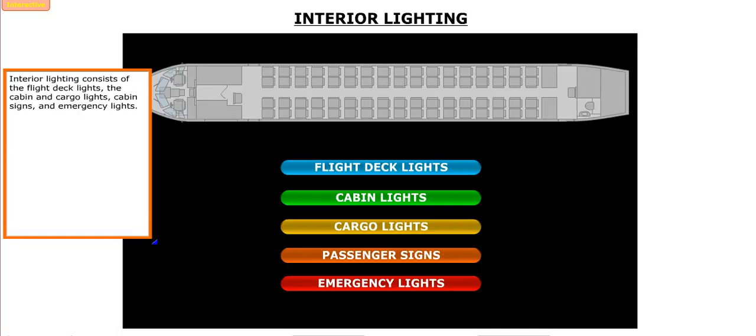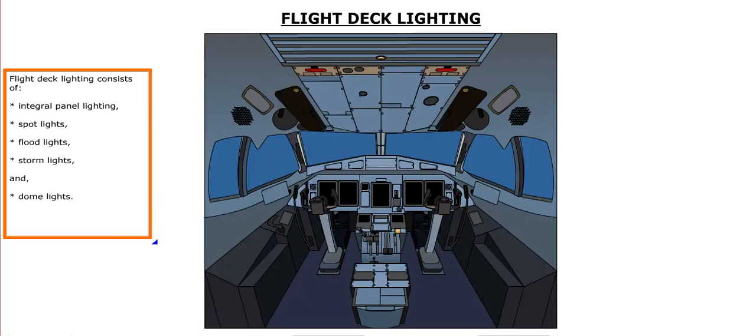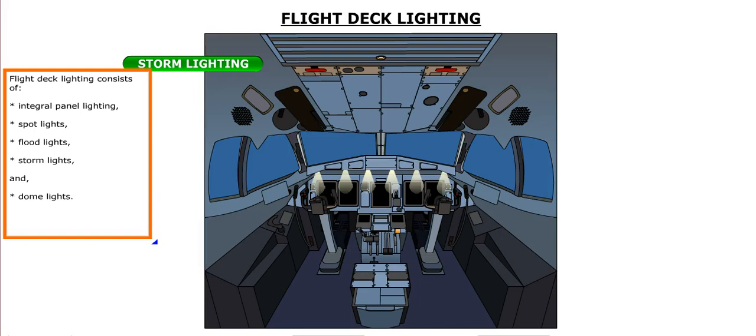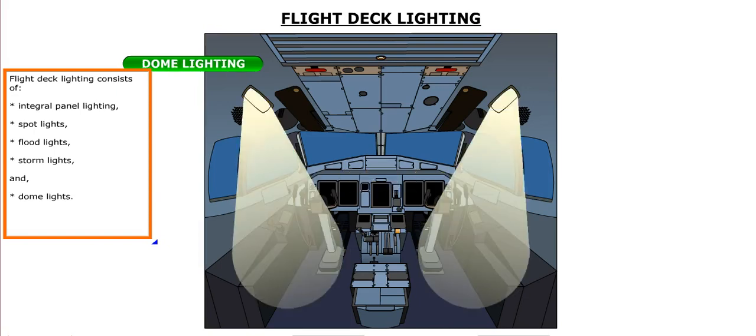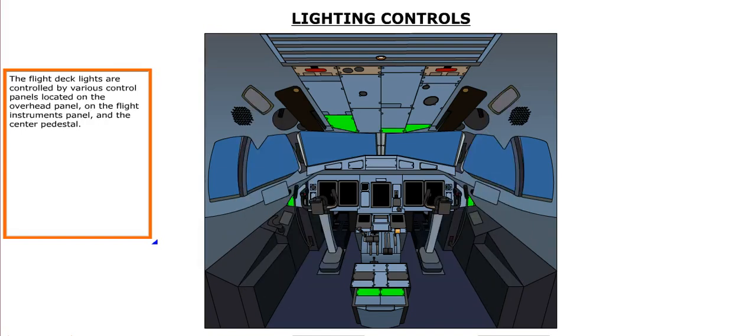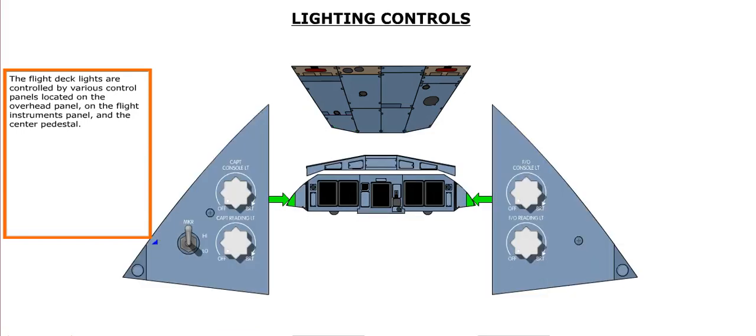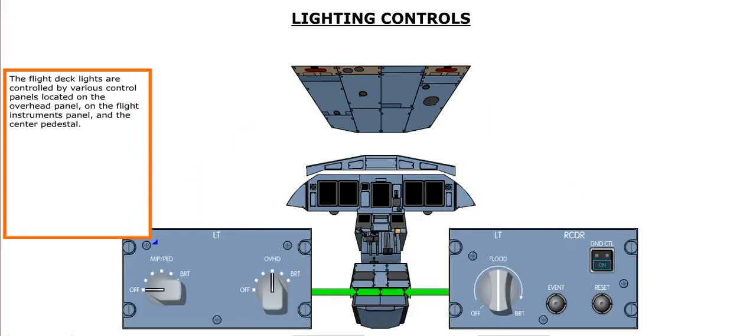Interior lighting consists of the flight deck lights, the cabin and cargo lights, cabin signs, and emergency lights. Flight deck lighting consists of integral panel lighting, spotlights, floodlights, storm lights, and dome lights. The flight deck lights are controlled by various control panels located on the overhead panel, on the flight instruments panel, and the center pedestal.